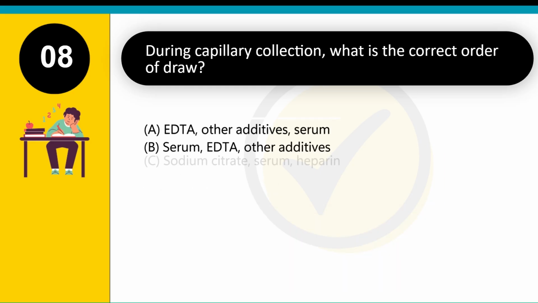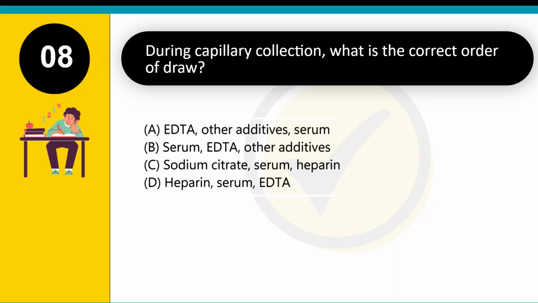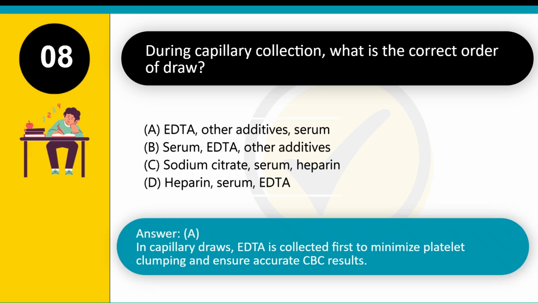During capillary collection, what is the correct order of draw? A. EDTA, other additives, serum. B. Serum, EDTA, other additives. C. Sodium citrate, serum, heparin. D. Heparin, serum, EDTA. Answer A. In capillary draws, EDTA is collected first to minimize platelet clumping and ensure accurate CBC results.